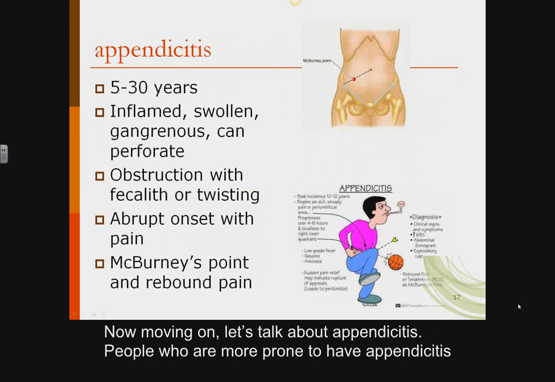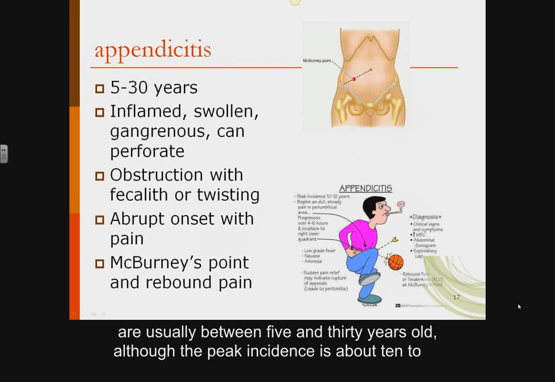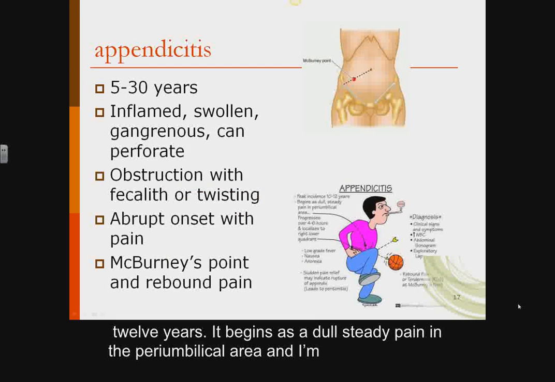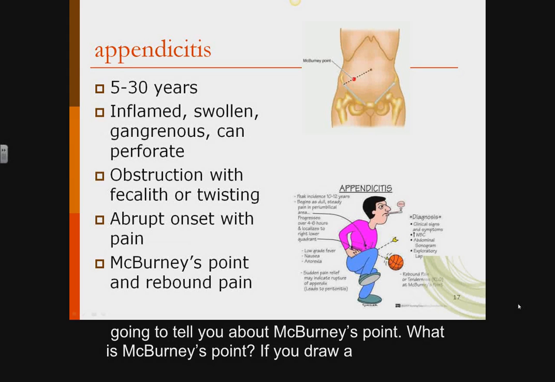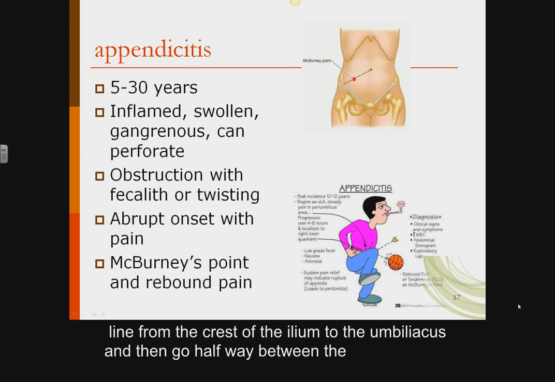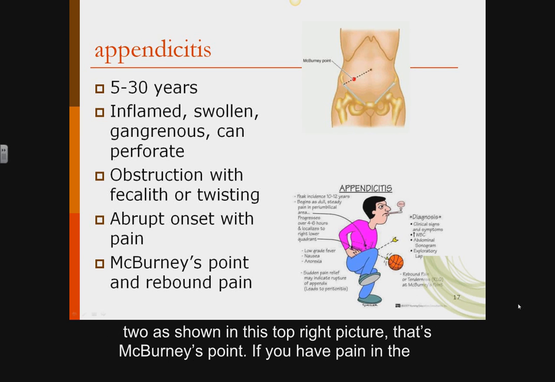Moving on, let's talk about appendicitis. People who are more prone to have appendicitis are usually between 5 and 30 years old, although the peak incidence is about 10 to 12 years. It begins as a dull, steady pain in the periumbilical area, and I'm going to tell you about McBurney's point. What is McBurney's point? If you draw a line from the crest of the ilium to the umbilicus, and then go halfway between the two, as shown in this top right picture, that's McBurney's point.